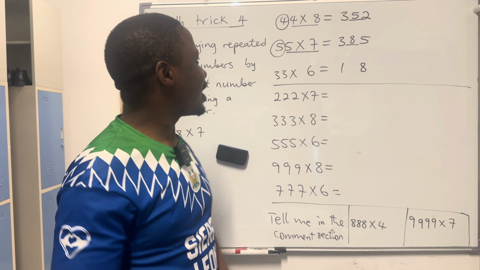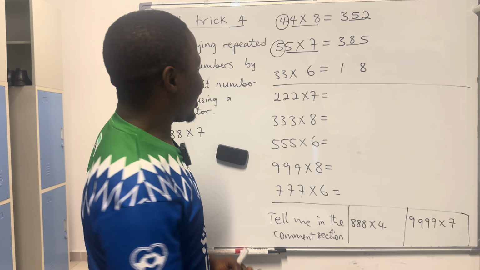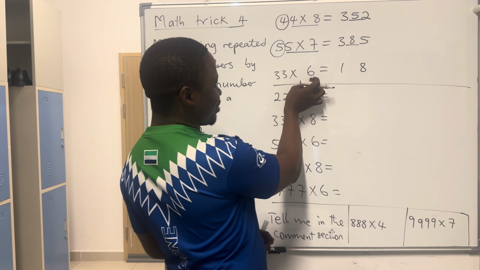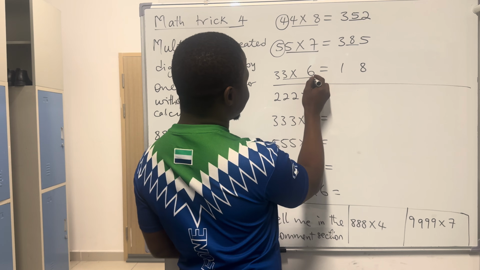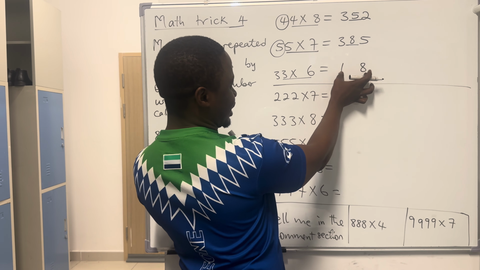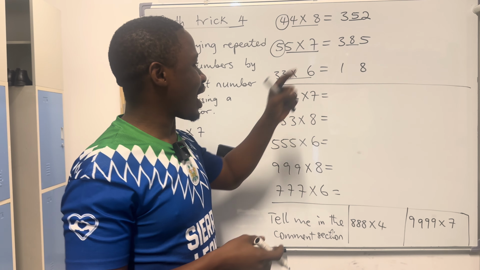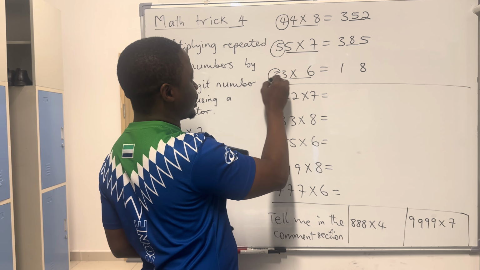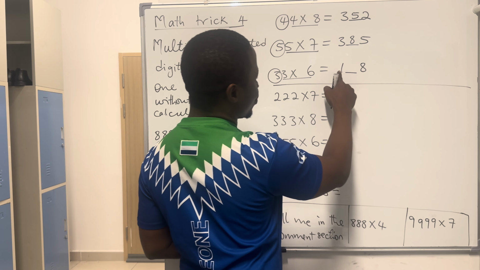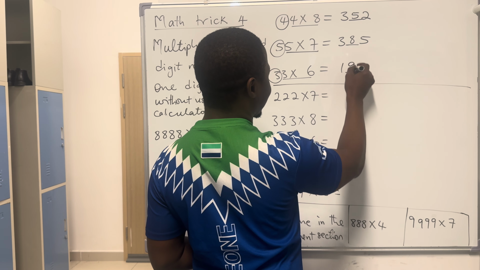385 is the result if you multiply this. Okay, 33 times 6. Only use this. 3 times 6 is 18. How many digits are we inserting between 1 and 8? We are left with one digit here. So only one digit. 1 plus 8 is 9.